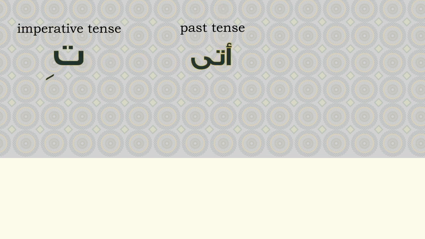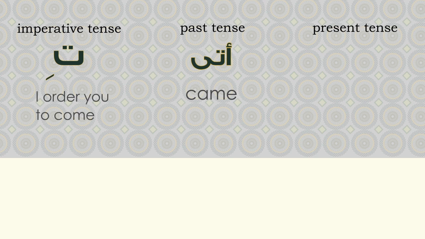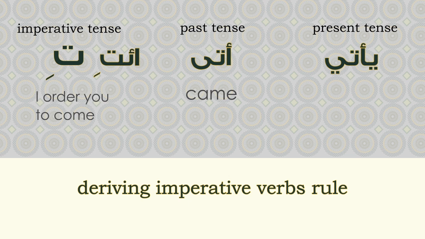First, ti. The past tense is ata, meaning came. So the verb ti means I order you to come. The present tense is ya'ti. However, people usually don't say ti for the imperative tense. They say iti. On our website, we have a post about deriving imperative verbs from the past tense. There is a rule for this thing. Check it out if you are interested.